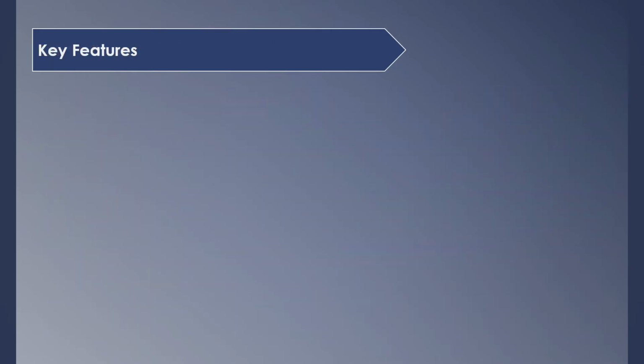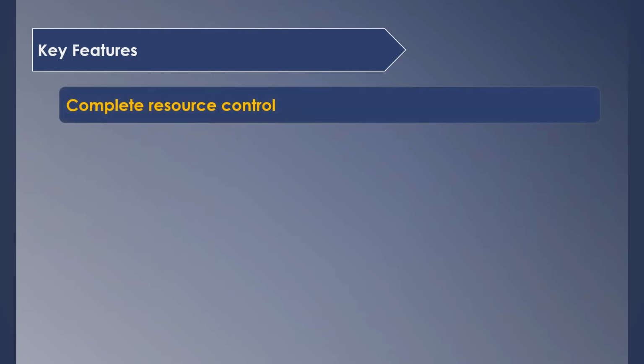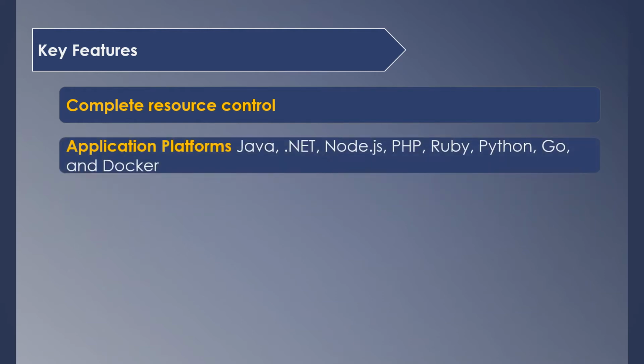Next, let's see some of the key features of Elastic Beanstalk. Even though the infrastructure provisioning and deployment processes are automated, you have full control over the infrastructure. You have the freedom to select the AWS resources that suit your application. It supports various application platforms like Java, .NET, Node.js, PHP, Ruby, Python, Go, and Docker, which gives you the freedom to choose from one of them for your application.